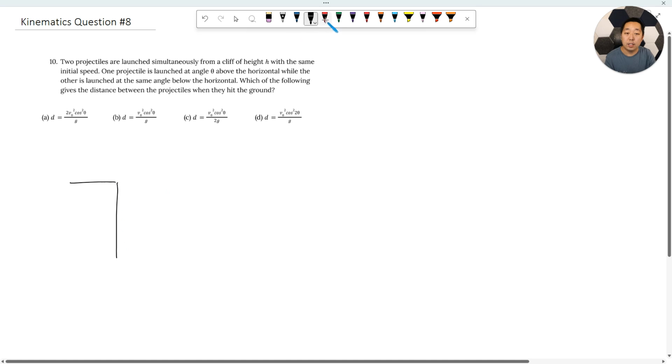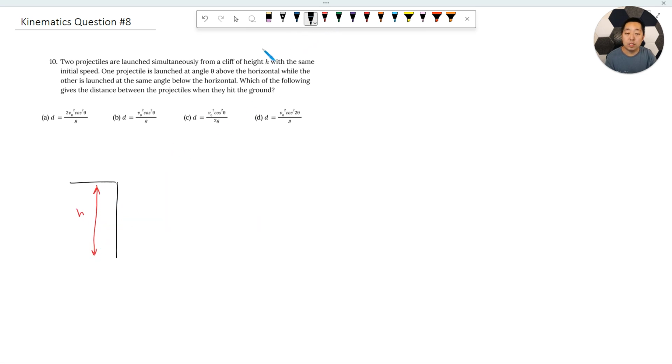So we're going to make this height h here, okay, with the same initial speed. It's always important to identify what is the same here. So this is the same initial speed. One projectile is launched at an angle theta above the horizontal. Okay, so that's this one here. So it's going to go and land here.